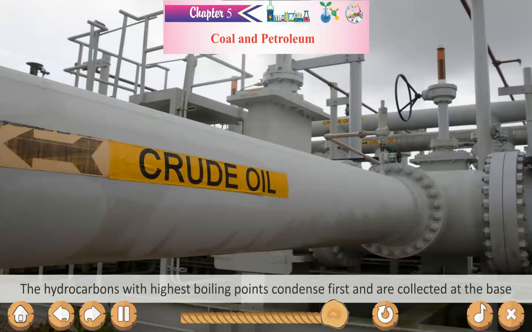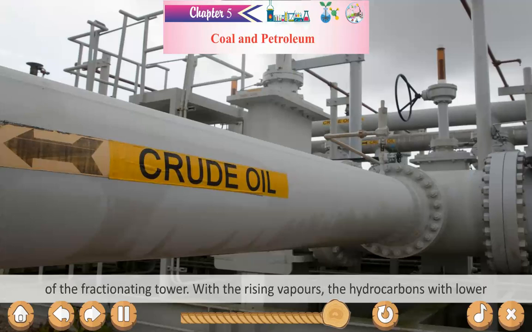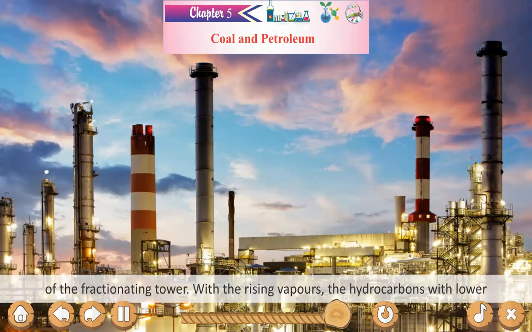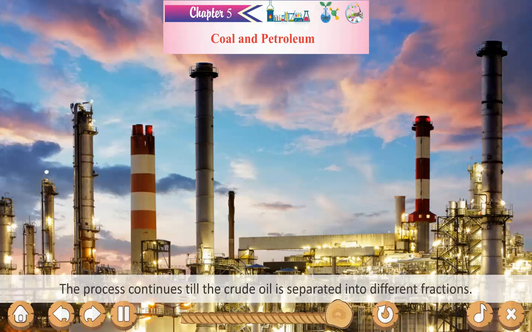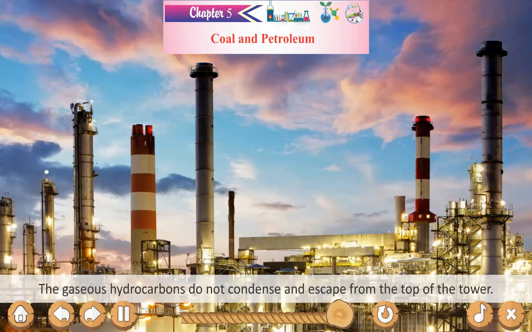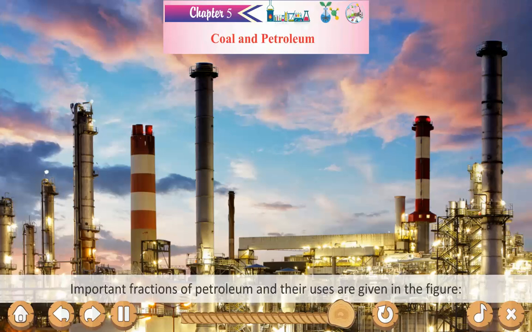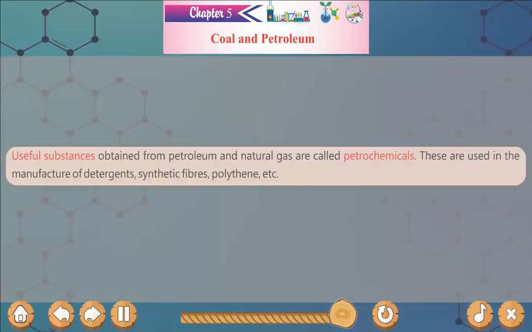The hydrocarbons with the highest boiling points condense first and are collected at the base of the fractionating tower. With the rising vapors, the hydrocarbons with lower boiling points condense at different heights. The process continues till the crude oil is separated into different fractions. The gaseous hydrocarbons do not condense and escape from the top of the tower. Important: fractions of petroleum and their uses are given in the figure.